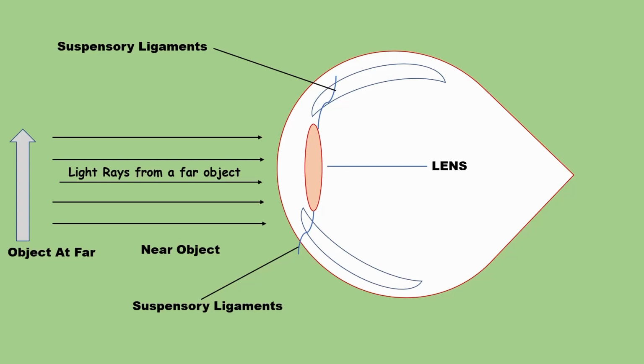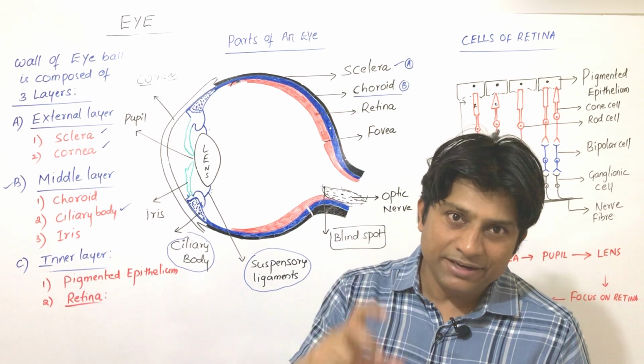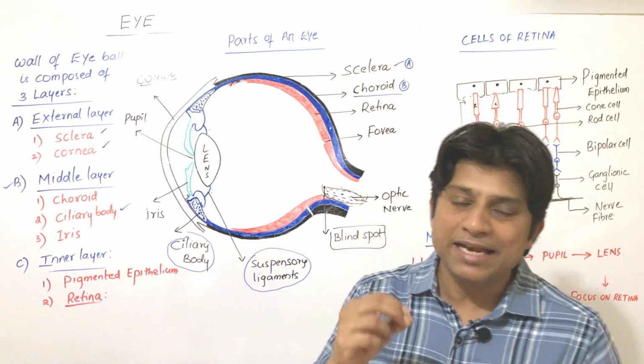Next, whenever the ciliary muscles contract, the suspensory ligaments become loose. When the suspensory ligaments become loose, the lens becomes more or less spherical. As a result, its focal length decreases, so that light rays coming from a near object, which are scattered, can enter through the lens. So this is how the lens adjusts its size to accommodate light rays from a far object or from a near object.